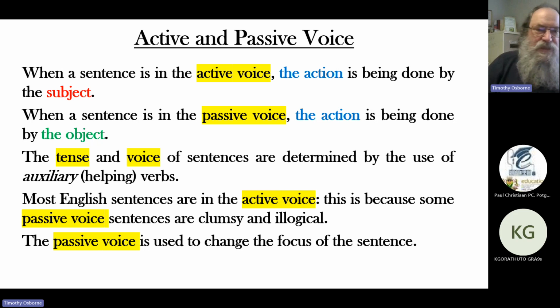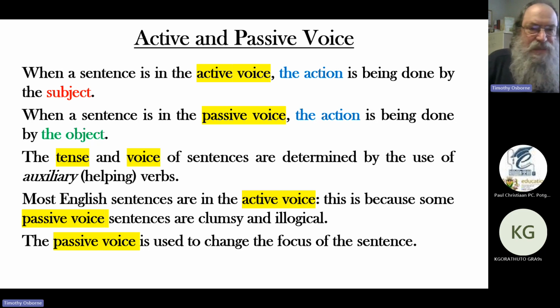Now, you'll see in the sample sentences at which we are about to look, both the tense and the voice of the sentences are determined by the use of auxiliary verbs. And I've put a note there, the auxiliary verbs are the little helping verbs. You will see in the presentation that they are all in italics, just to bring them to your attention.